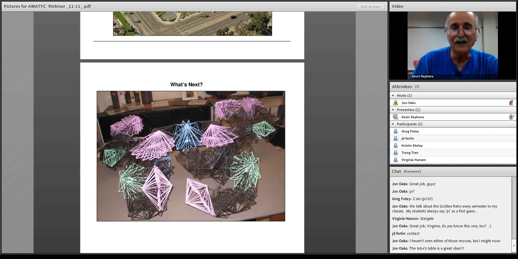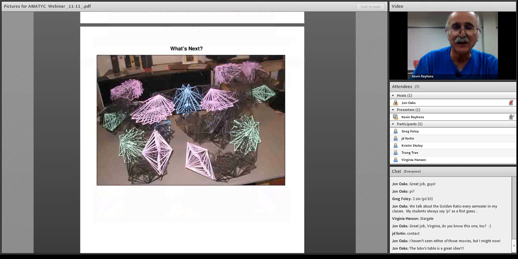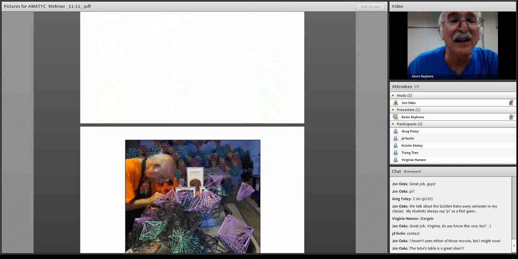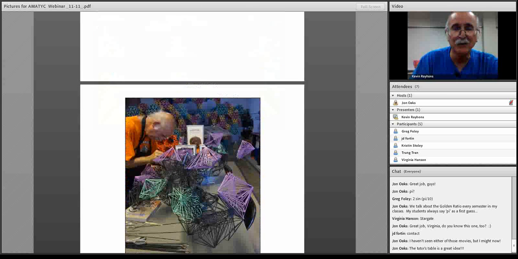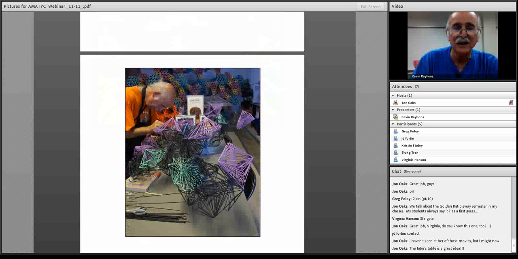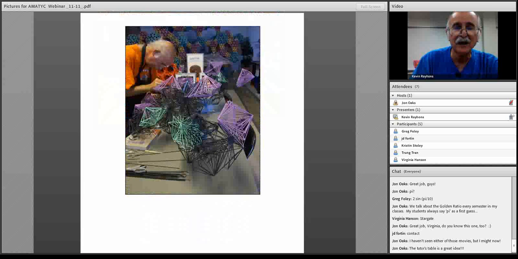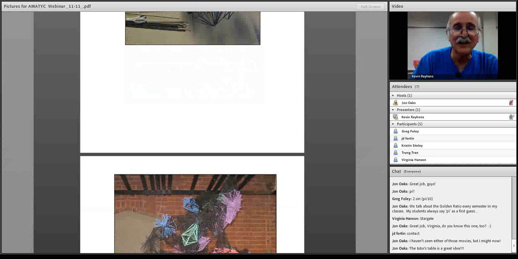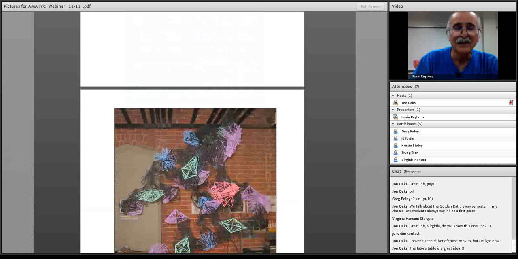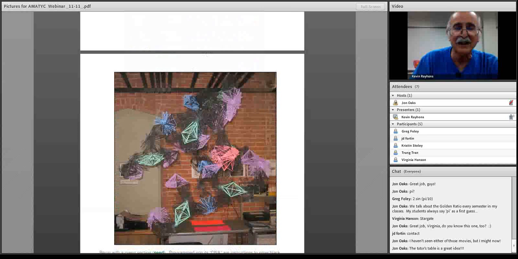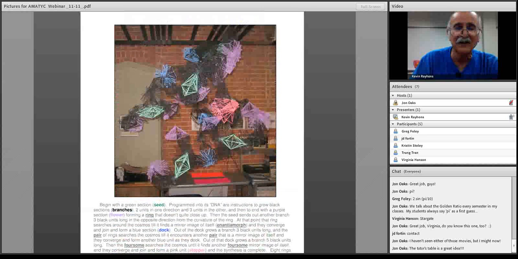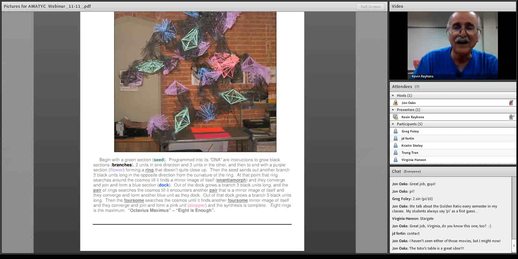Then finally, I just want to show you one more project that I worked on. It was called What's Next, because it's the next thing I did after I did the Megatetra. What you're seeing is half of it. It's made out of 1/16 by 1/16 balsa wood sticks. There's a picture of me working on it. Very, very delicate work. And then I had to make the other half, and then I actually got it to hang in space. Now, the way it hangs, it looks very chaotic, but it's extremely ordered. And there's a little description there.